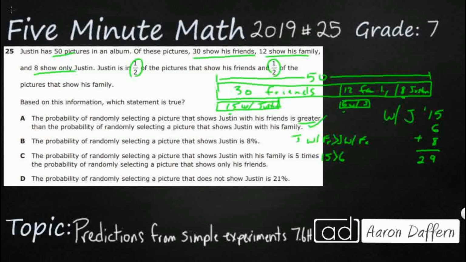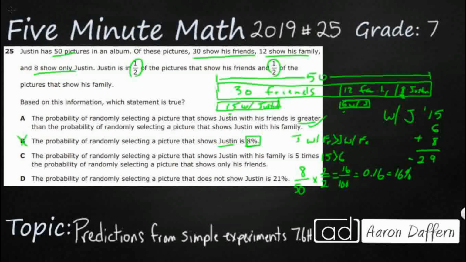Probability of randomly selecting a picture that shows Justin is 8%. Depending on how we want to interpret this, 8% could be just the 8 right here, and I'm thinking that's probably what they're referring to, since that's an 8. But the thing is it's 8 over 50. You can't just turn that into a percent. If you double this right here, you can make this 16 over 100, which equals 16 hundredths, which equals 16%. So that's incorrect.